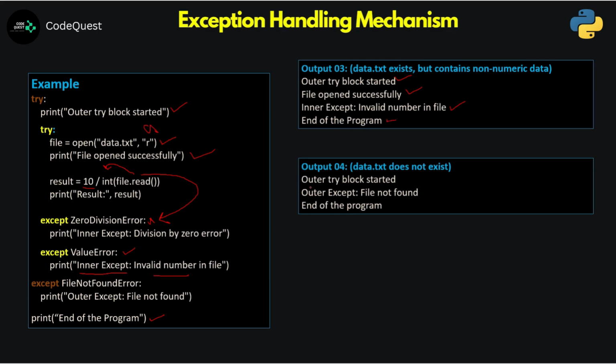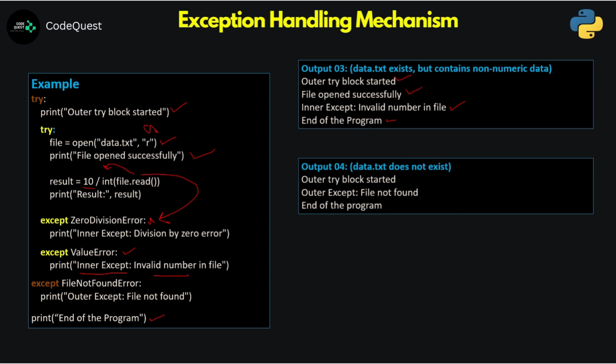Now going ahead with another sample case, suppose the file I'm trying to open is not at all available. So there is an exception that the file is not found. Because this exception is found inside this inner try, the control will come down to the inner except block. But this exception is FileNotFoundError, and we have no classes matching it.